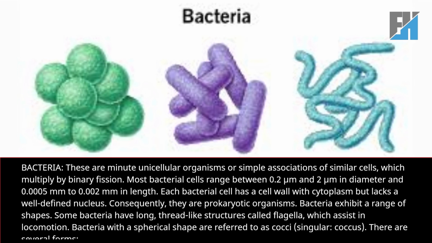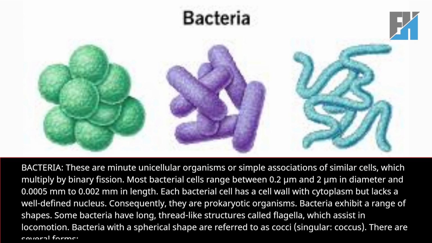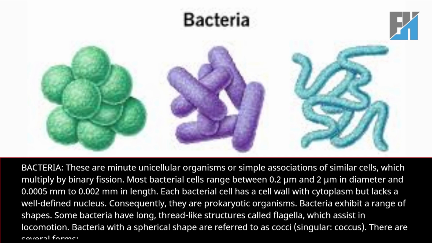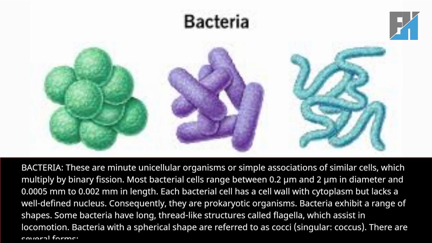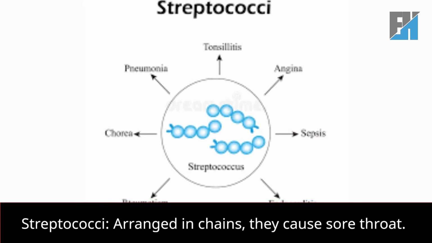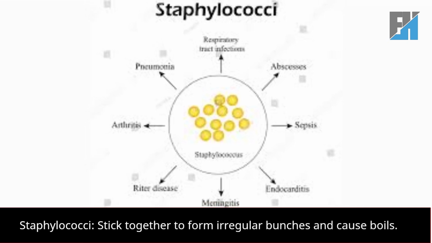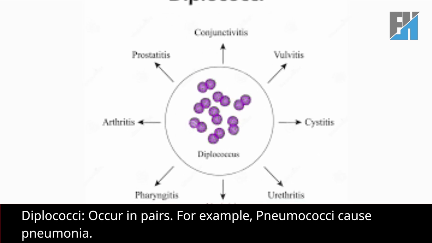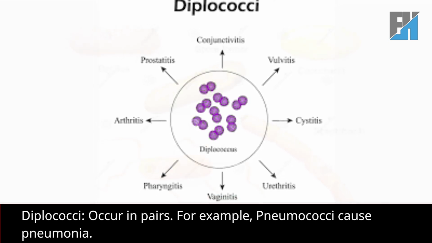Bacteria exhibit a range of shapes. Some bacteria have long, thread-like structures called flagella, which assist in locomotion. Bacteria with a spherical shape are referred to as cocci, singular coccus. There are several forms. Streptococci, arranged in chains, cause sore throat. Staphylococci stick together to form irregular bunches and cause boils. Diplococci occur in pairs. For example, pneumococcus causes pneumonia.